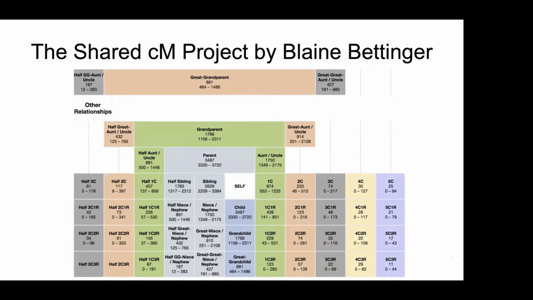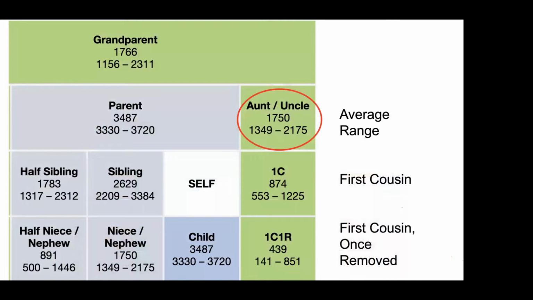Since 2015, Blaine Bettinger has been asking people to report how much DNA they shared with known relatives. His table is now based on tens of thousands of reports and has been massaged with statistical techniques to remove nonsensical outliers. Since this table is too big to see clearly, I'm going to zoom in on the portion outlined in red.